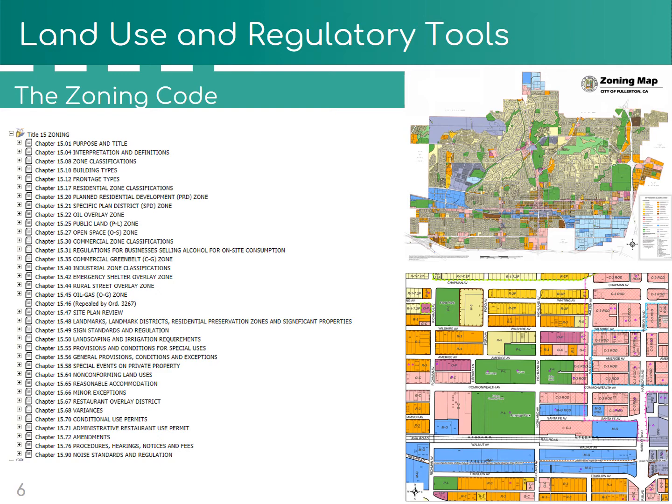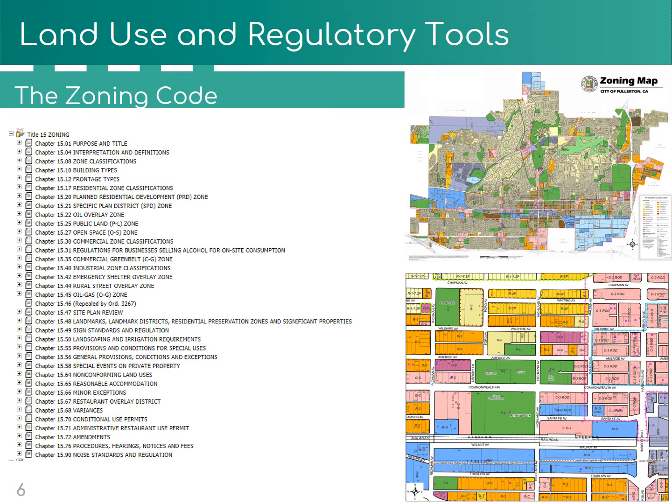In Fullerton, the zoning code is Title 15 of the Fullerton Municipal Code. As you can see on the left side of the slide, the zoning code describes numerous zone classifications and provides corresponding development standards for each. The zoning code is applied to each property.